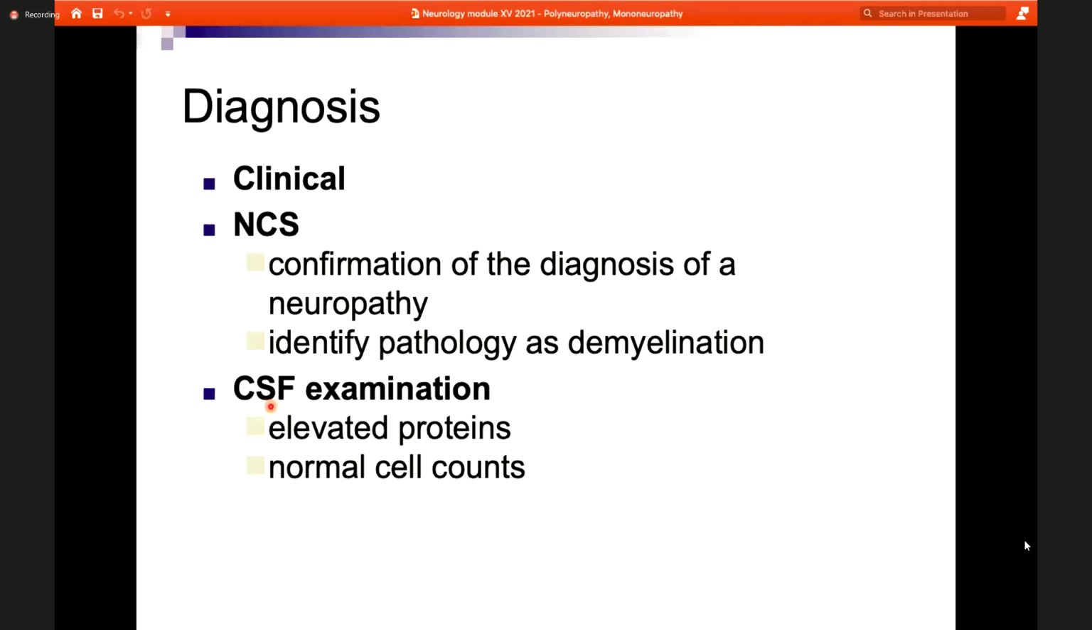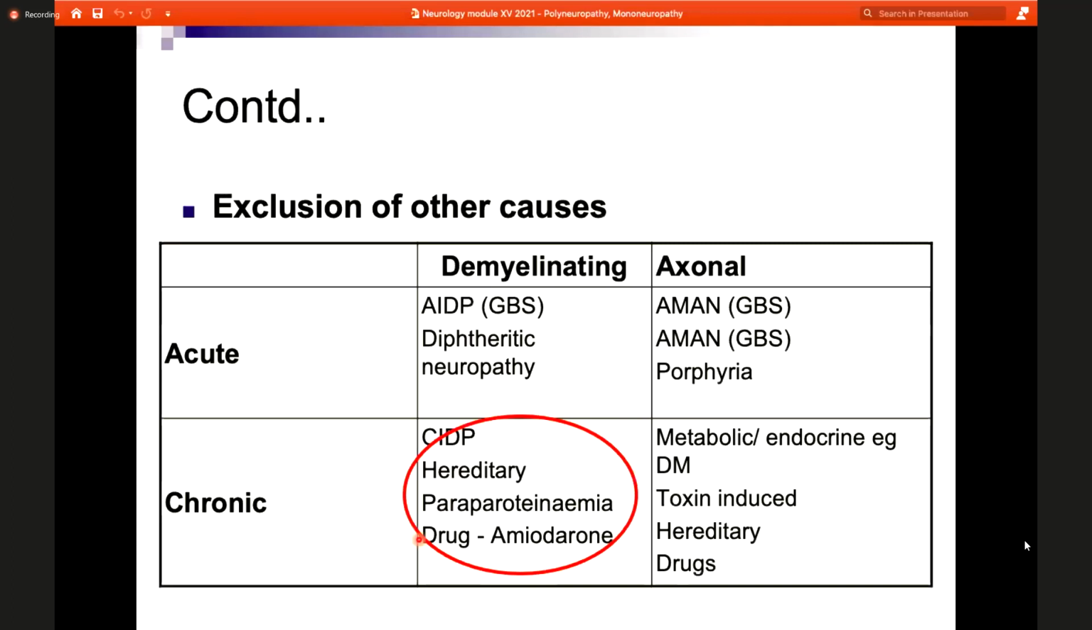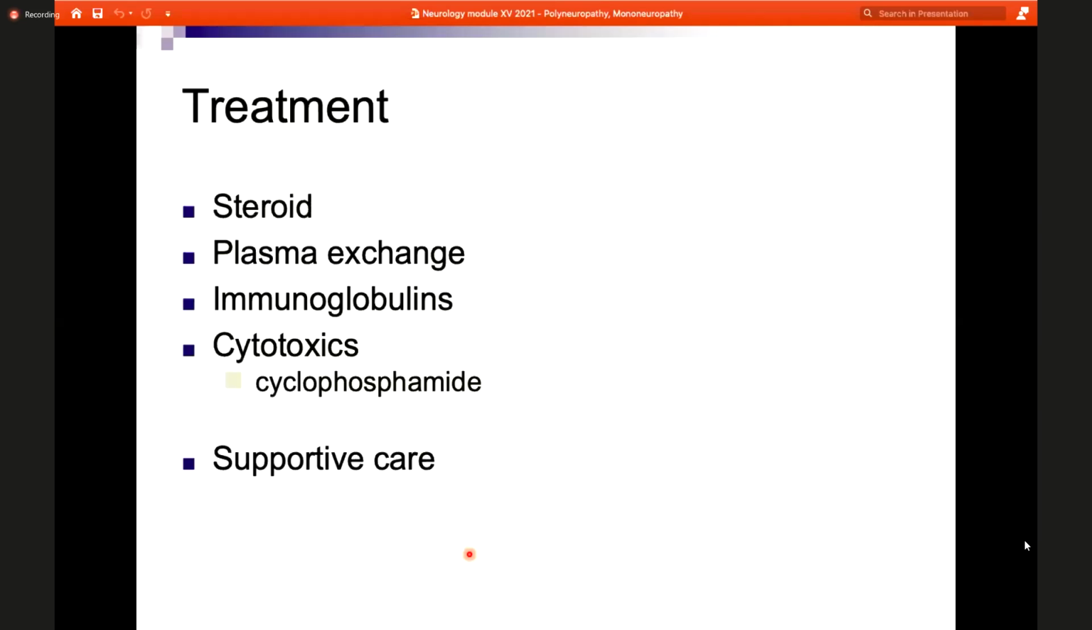Then you can do a CSF examination. Here, CSF shows elevated protein with normal cells. So it shows an albuminocytologic dissociation, which you also see in Guillain-Barré syndrome. So this is the category that this falls into. You must exclude other causes, as I mentioned, especially paraproteinemia. I have come across patients who were not suspected of paraproteinemia after nerve conduction. I have suggested it, and they actually had paraproteinemia. Once we confirm that it's a demyelinating neuropathy, to confirm CIDP, you must exclude these underlying causes.